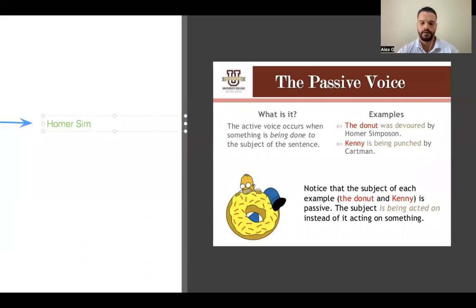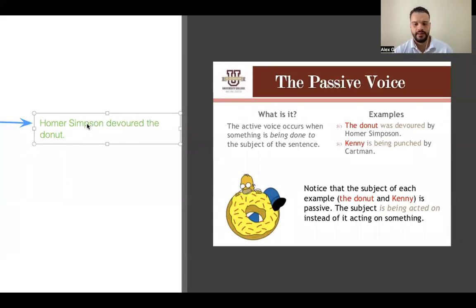Homer Simpson devoured the donut, right? So in this case, Homer Simpson did the action, right? Homer Simpson did the action that we have here. And in this case, he's the one doing the action, right? If we take a look at the second one, so Homer Simpson devoured the donut. This is the active sentence. And this is the passive sentence here.